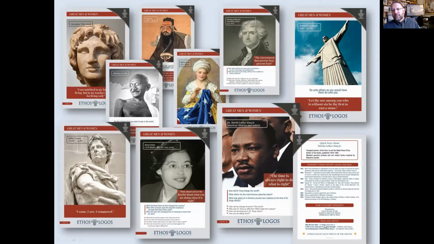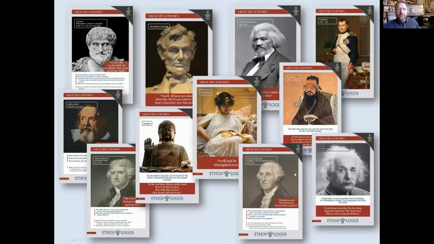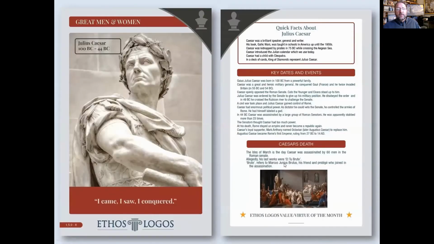And there's usually big questions. There's dates and times, what's important about that particular person. And there's some more of those. And as you get into the back of a great men and women card, you can see the dates or the grade bands that they apply to and the unit or the month that we're covering. This would be the 8th month, which would be April. And then just some real big facts.